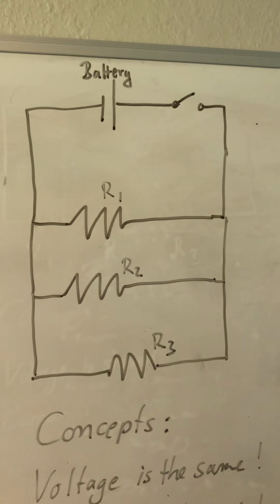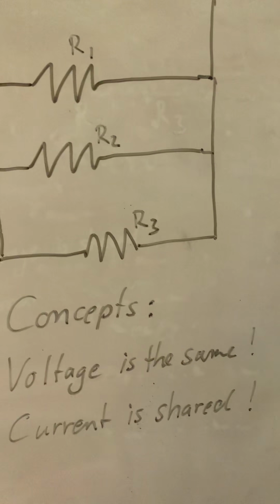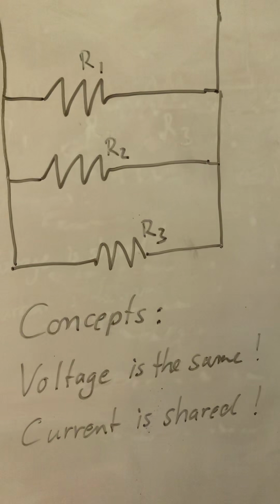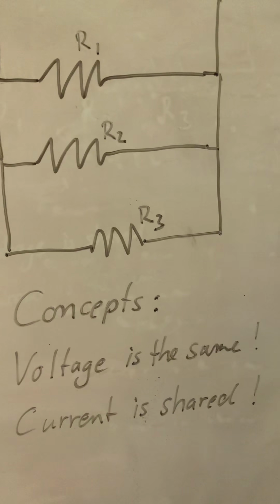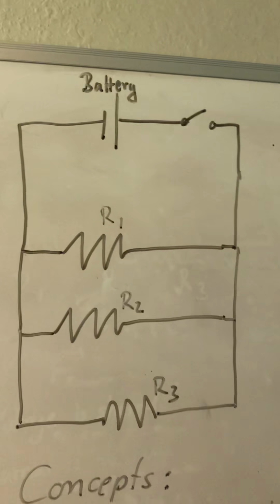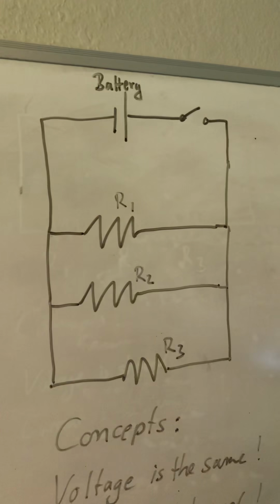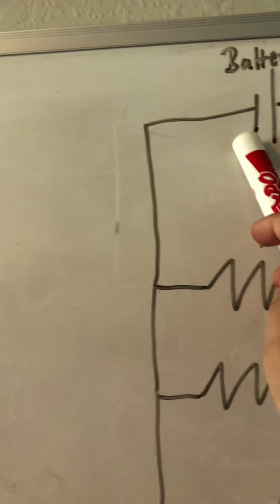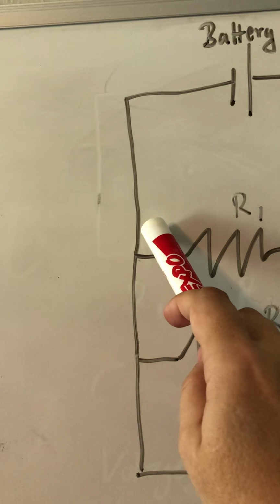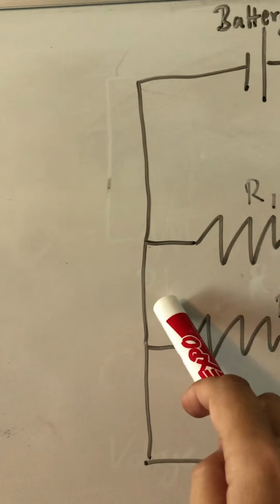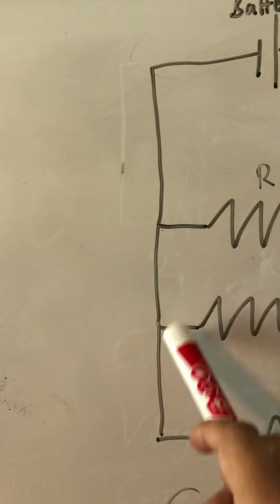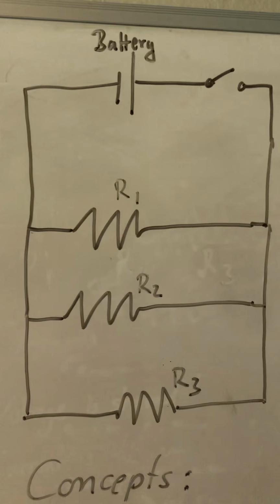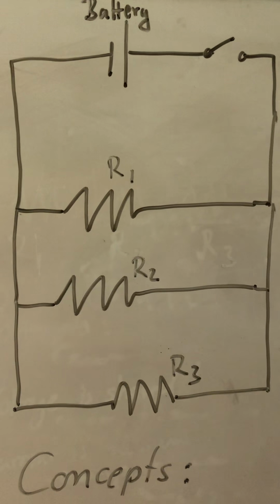The important concepts for this are: voltage is the same in every branch and on every resistor, and the current is shared. The current is basically the electrons flowing through the circuit, and if they leave the battery and come to the first branch, then some will go this way and some will go straight, and the same thing happens again here when it is branched. So that's why the current is shared.